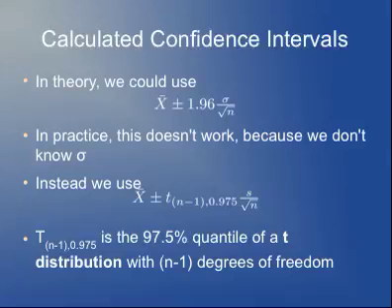Now, in practice, that doesn't work because it requires us to know the population standard deviation sigma, which we're never going to know. There's pretty much never going to be a situation in practice where you don't know the population mean, but you do know the population standard deviation. Luckily, there's an easy way to work around this issue.